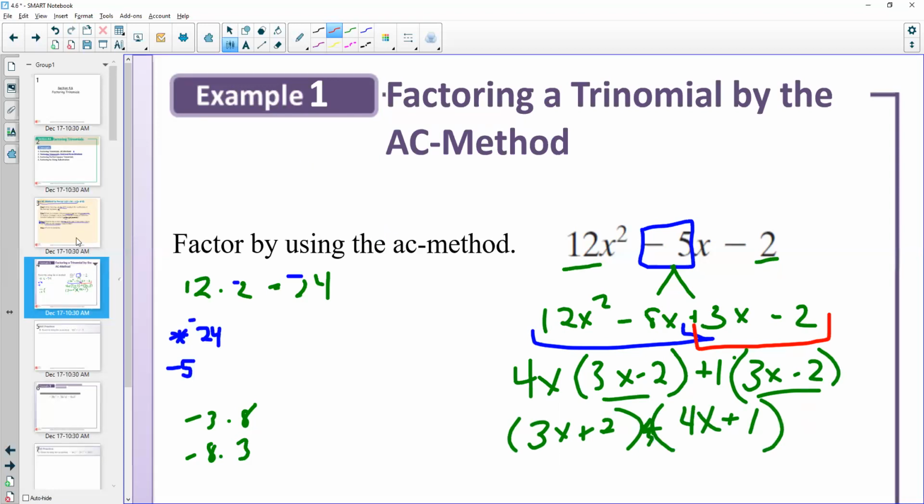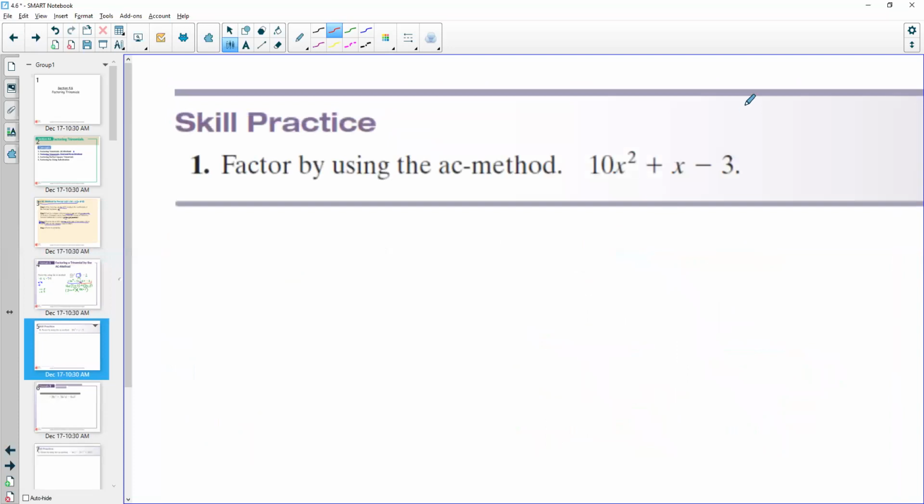All right, let's try this again, okay? Same idea. Try it yourself. I will do it in a second, but you could always pause the video. It's not a big deal. So I'm going to start with 10 times negative 3. 10 times negative 3 is negative 30. So now I need two numbers that multiply to make negative 30 and add to make 1.